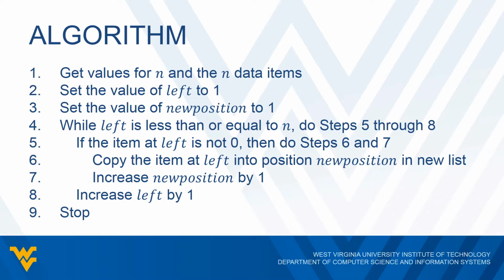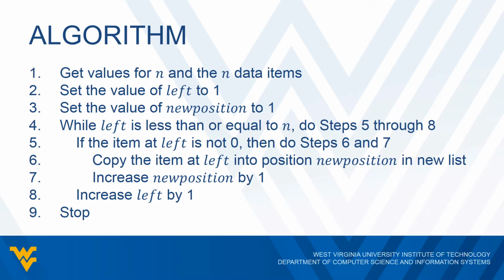Then step 4 is that we're going to repeat some steps as long as left is less than or equal to n. So we're going to repeat steps 5 through 8 as long as we're not at the end of the list yet. We start at the very beginning. We're going to keep going through the original list until we get to the very end, which would be at position n. So in step 5, if the item at position left is not 0, then we're going to do steps 6 and 7, which is basically to copy things over.